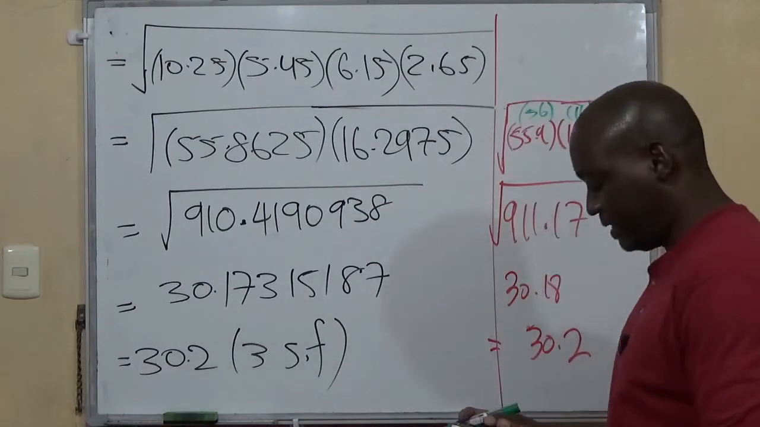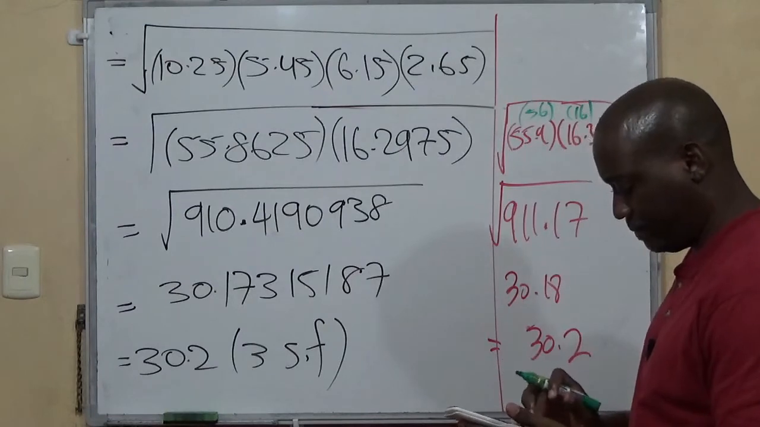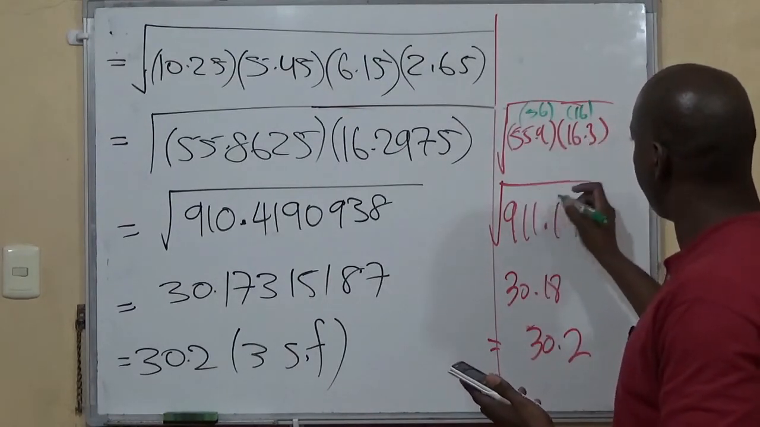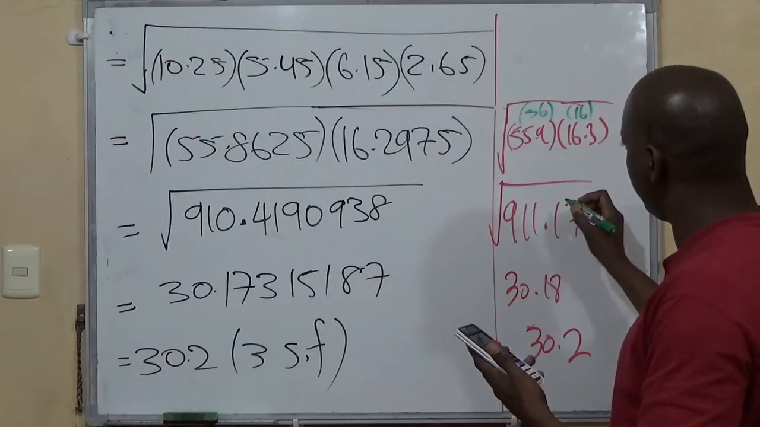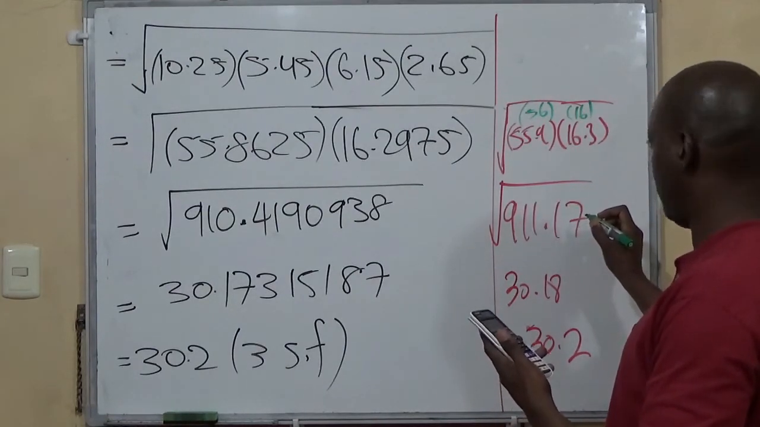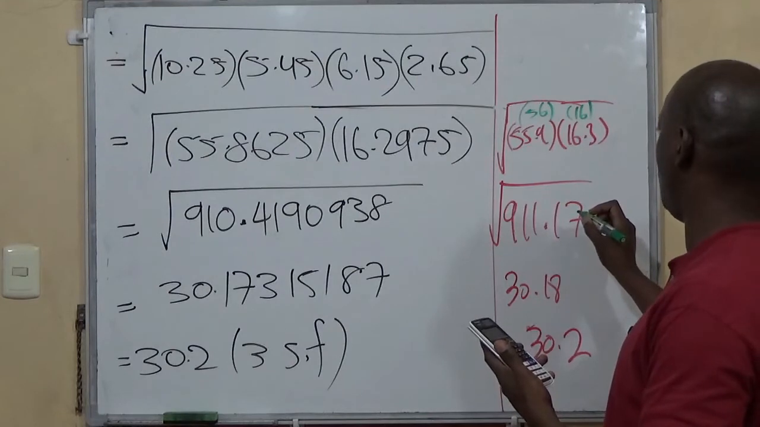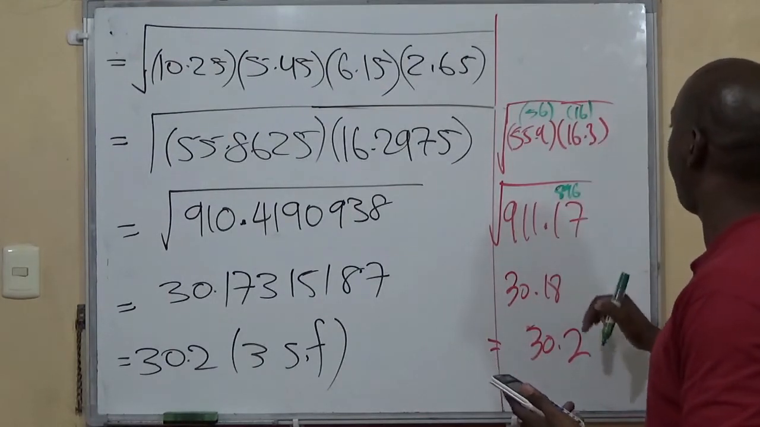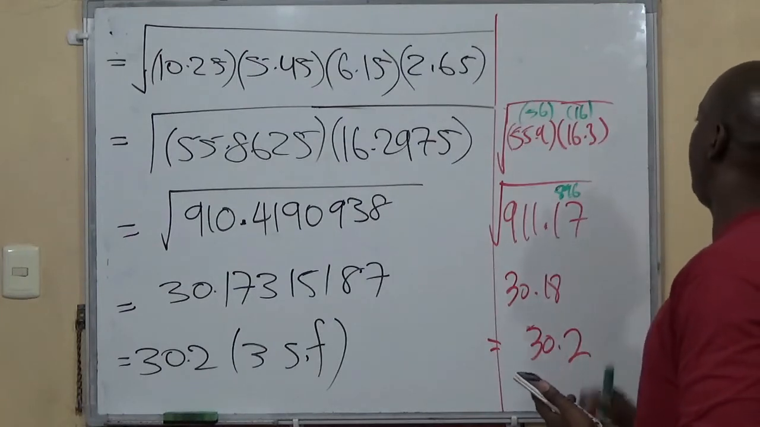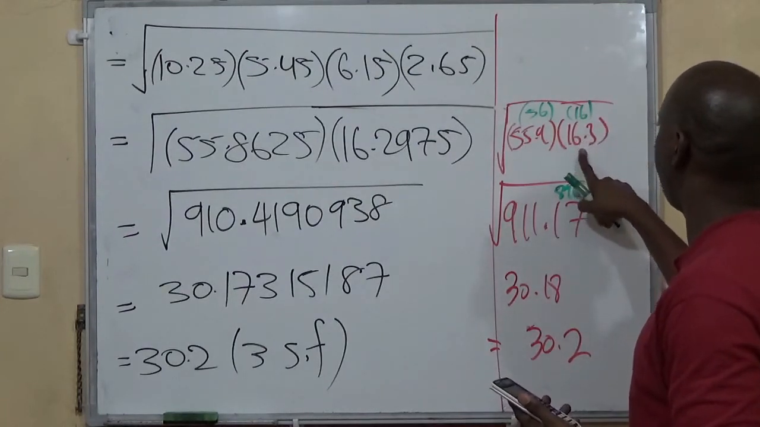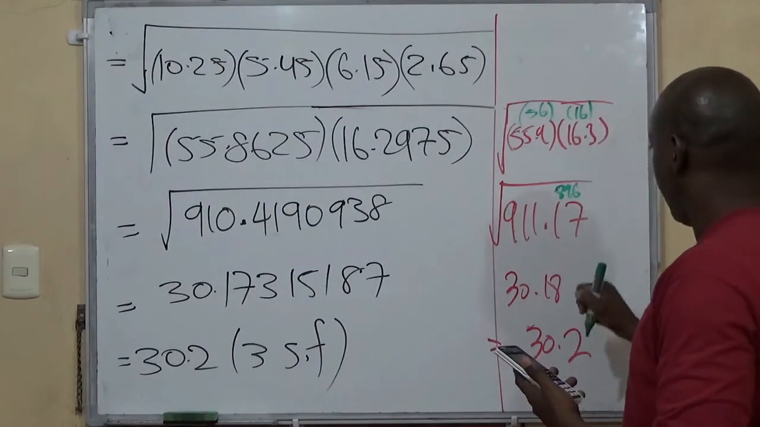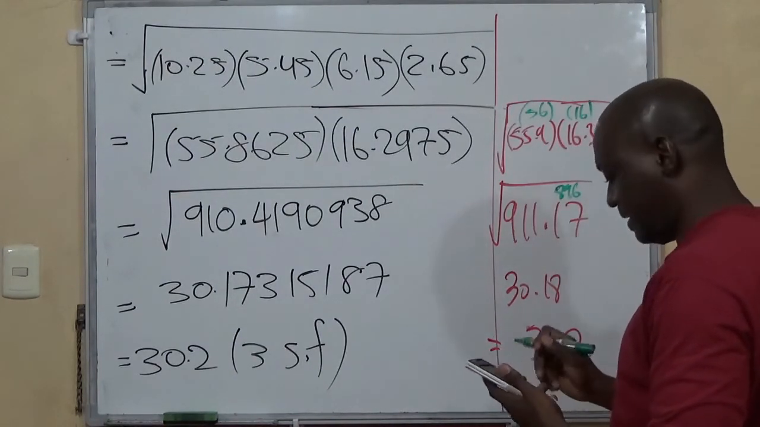Alright? So 56 by 16 is equal to 896. So you see what happened there already, right? 56 by 16 is 896. So this time we're going down, because we dropped from 16.2 to 16 here. And then the square root of 896 is what?